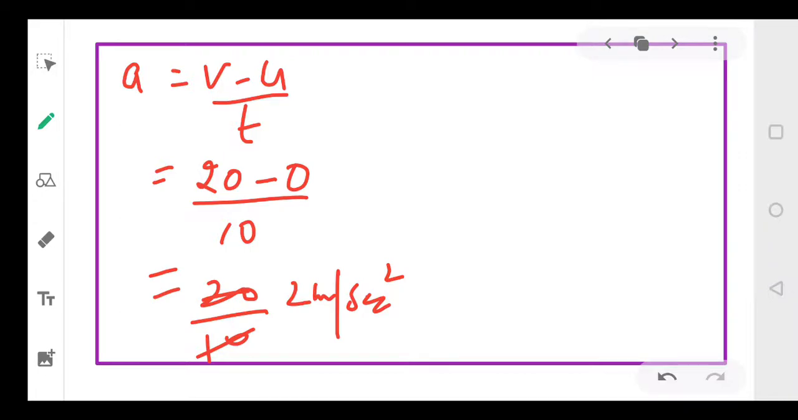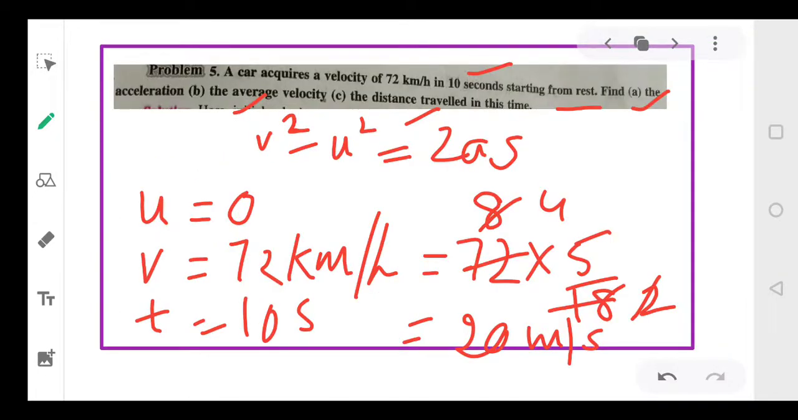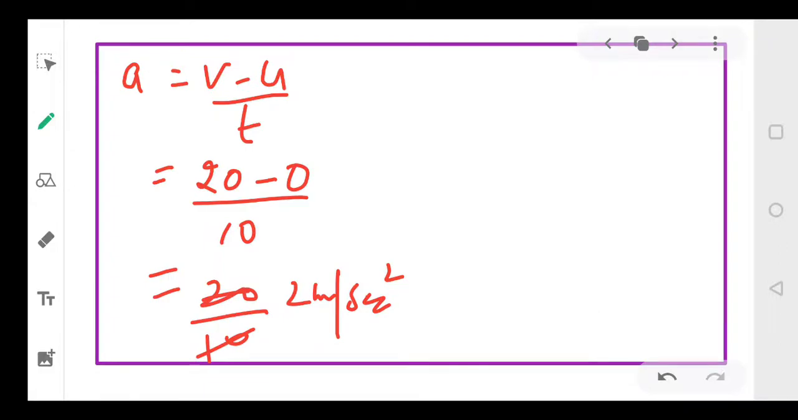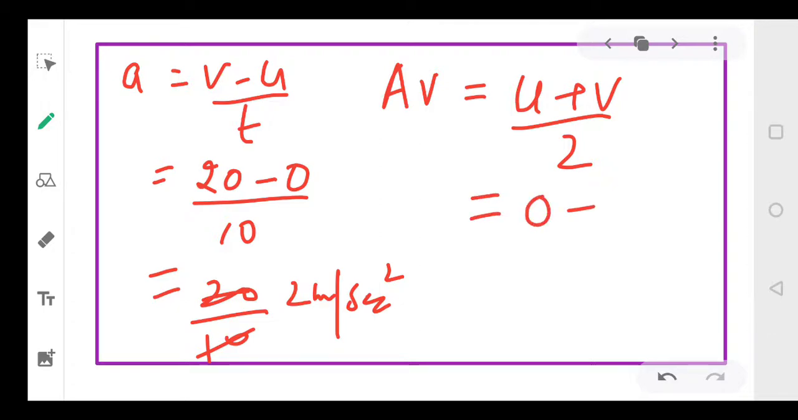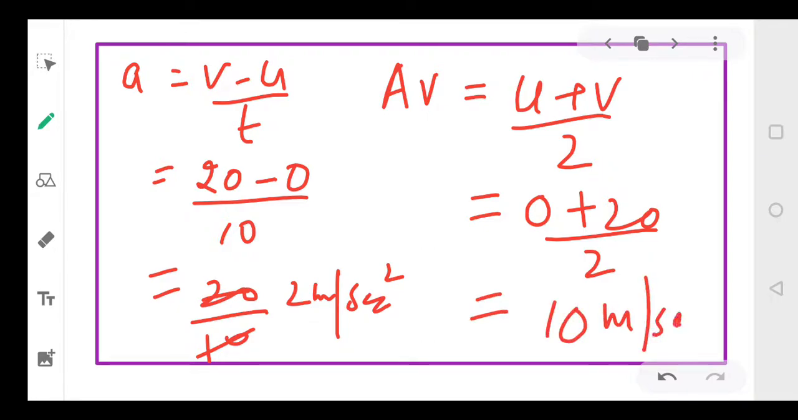Okay everyone? Now coming to the next, you got to calculate the average velocity. What is average velocity? It is u plus v upon 2. Average velocity is u plus v upon 2. So we have u is 0 plus 20 upon 2. So your average velocity is also 10 meter per second. Average velocity is 10 meter per second, right everyone?